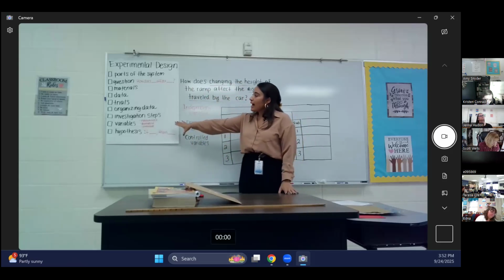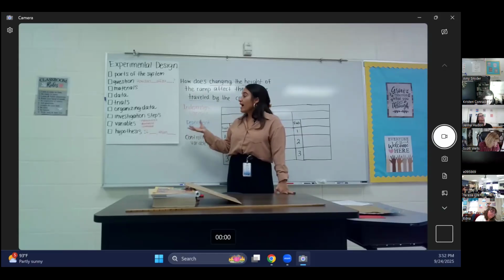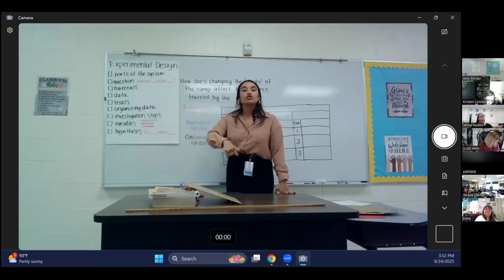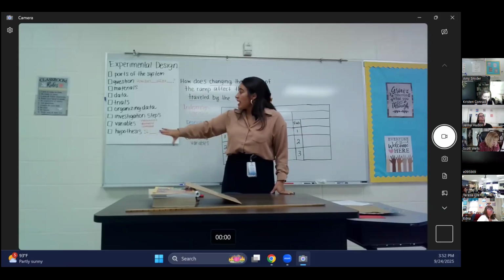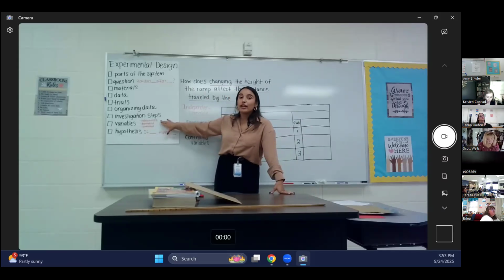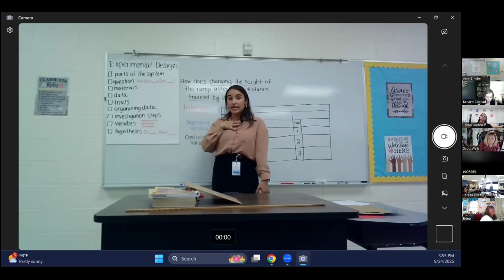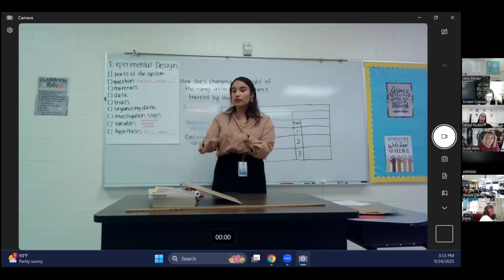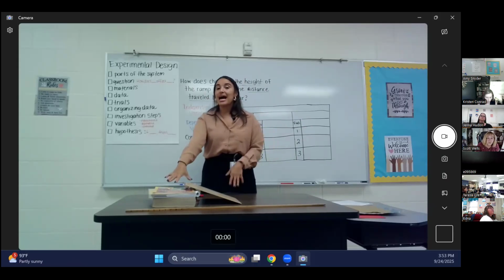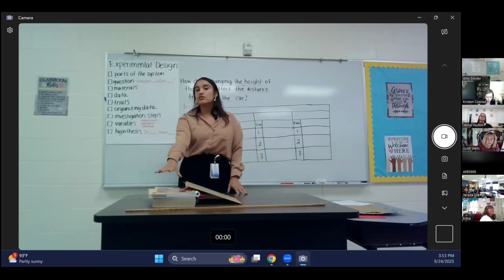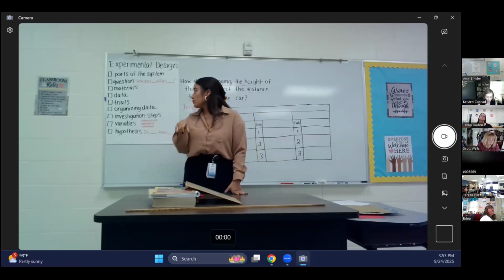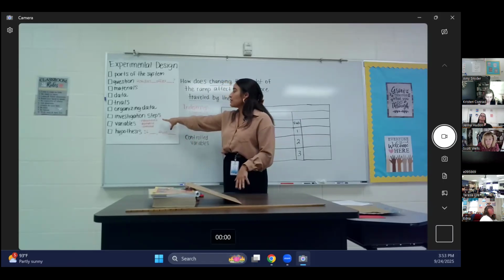Now, when we're thinking about variables, that word refers to parts or changes in your system. An independent variable is a variable that I change. Within my system here, the variable that I'm changing is the height of my ramp. I'm changing the height by adding and removing books. So that is the independent variable.